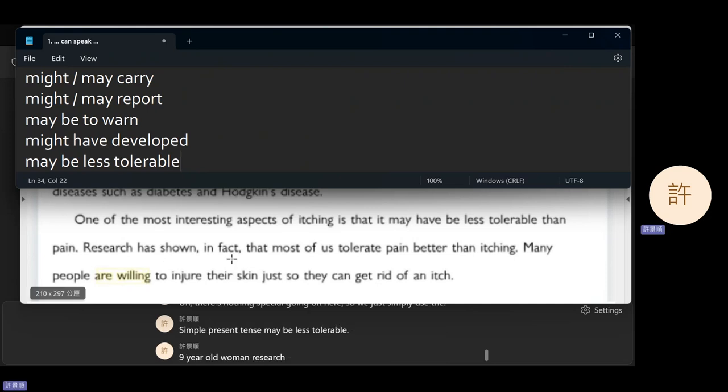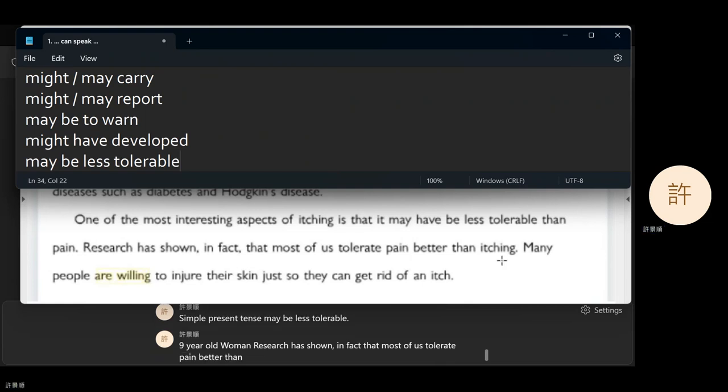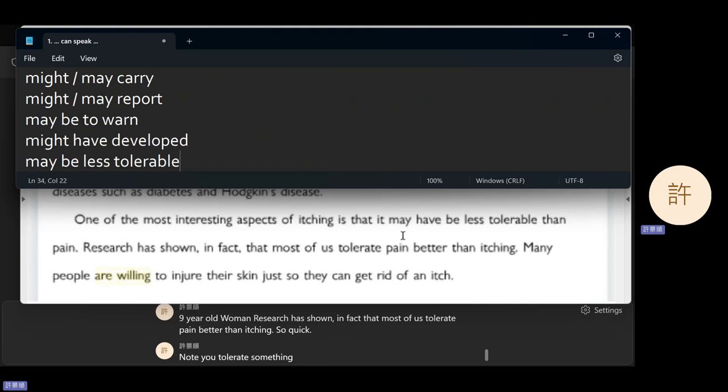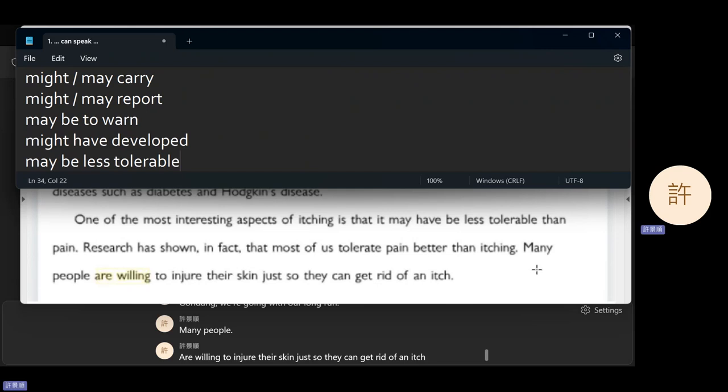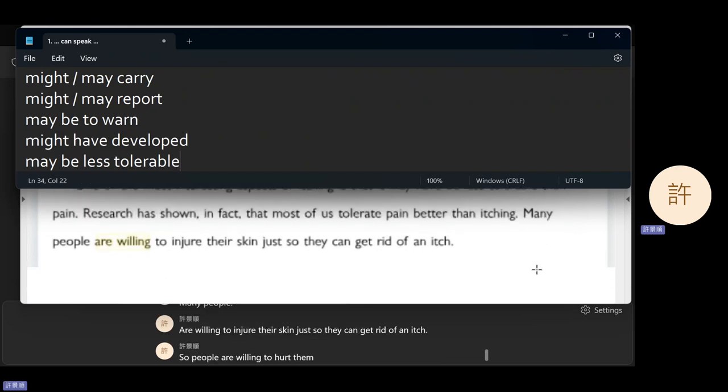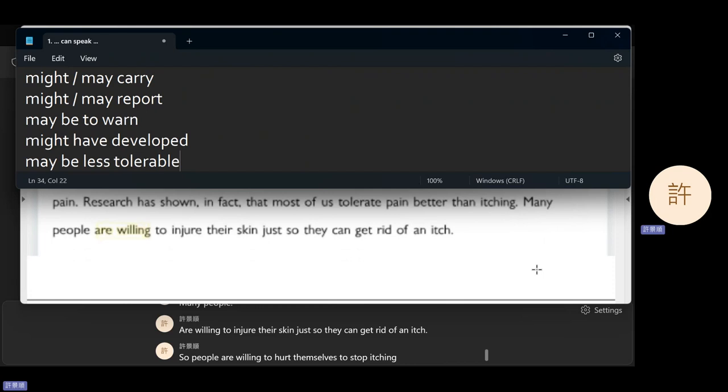Research has shown, in fact, that most of us tolerate pain better than itching. So a quick note, you tolerate something better or worse. 更能或更无法容忍. Many people are willing to injure their skin just so they can get rid of an itch. So people are willing to hurt themselves to stop itching. This is correct. The grammar is correct.